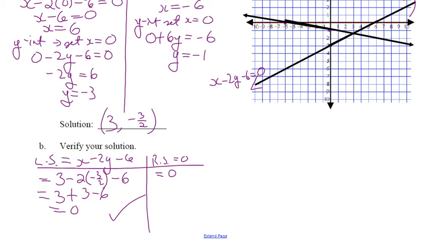The screen will say first curve, press enter. The screen will say second curve, press enter. The screen will say guess. Use the left or right arrow keys to move the cursor close to the point of intersection, press enter. The x and y coordinates of the point of intersection will appear at the bottom of the screen. So that's what I do.